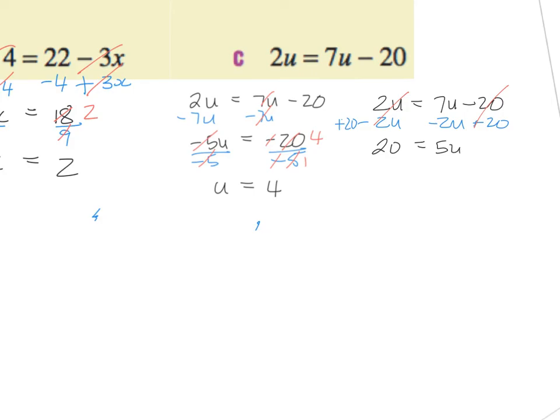Now I can use my rule that says I can just swap sides, which is 5u equals 20. I'm going to divide now by 5 to get rid of 5. Divide by 5 and u equals 4. So it really doesn't matter which side you get rid of, as long as you find unknown values only on one side and constant values on the other side.